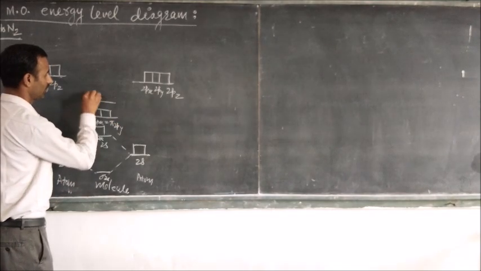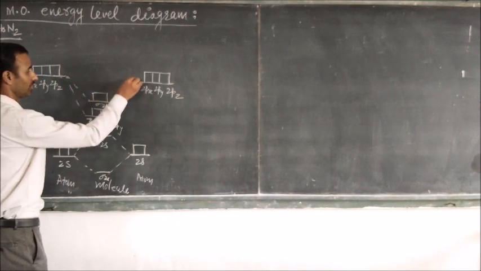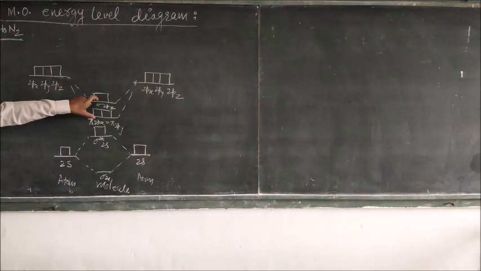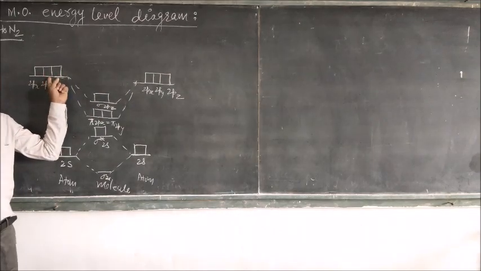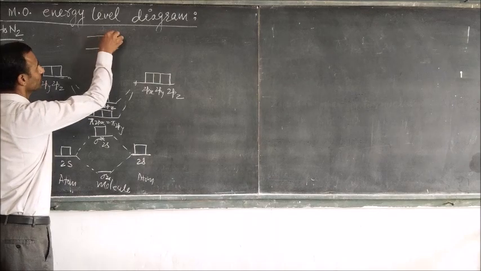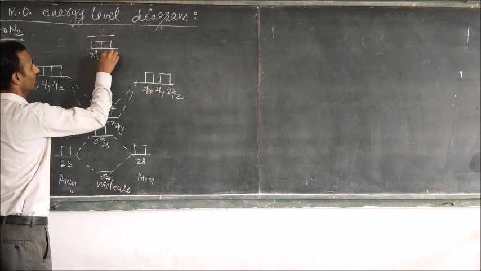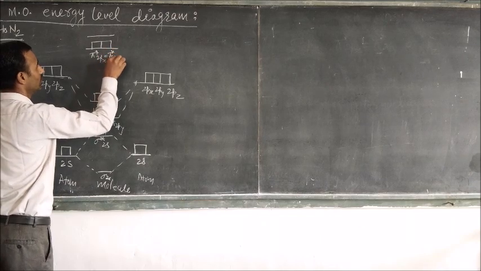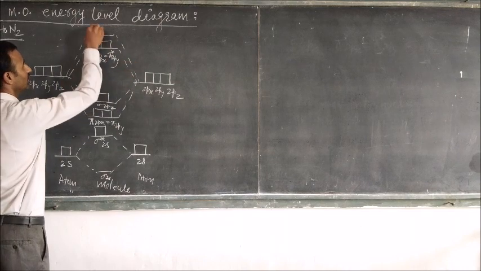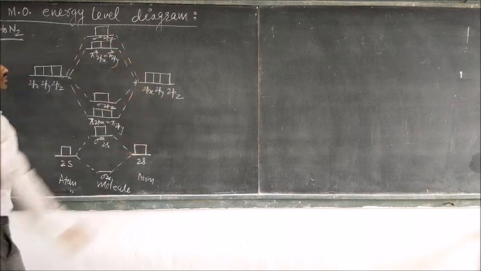And then sigma 2p. These bonding orbitals have lower energy than the pure atomic orbitals, and then pi star 2px, pi star 2py, and sigma star 2pz.